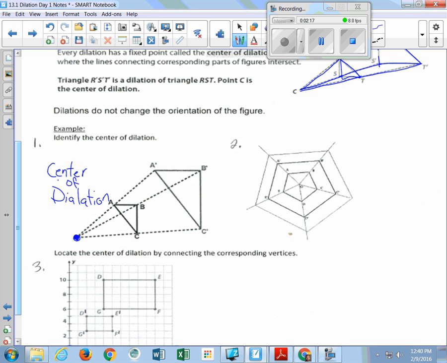Okay, this is the COD, the center of dilation. Here we have some pentagons. You connect all the corners, and then you have the bigger one outside. We draw lines to the corners. They all meet at the same point, at the center of dilation.